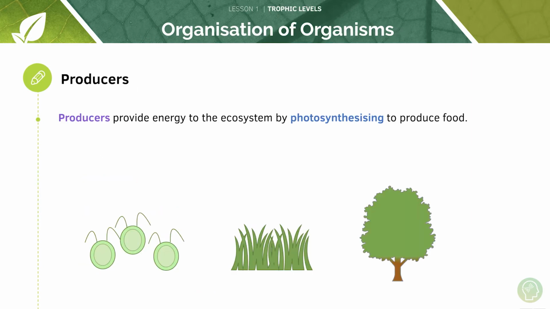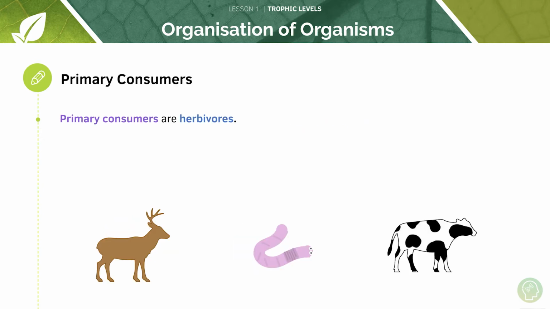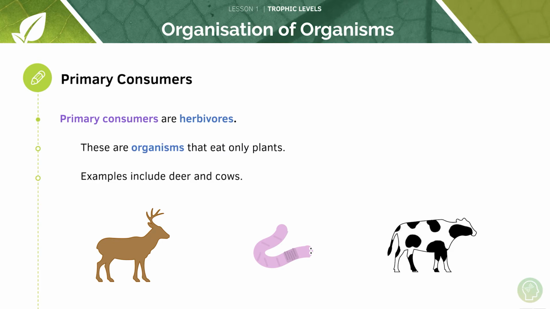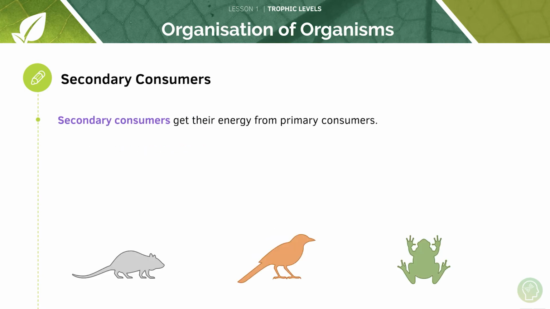Now, producers provide energy to the ecosystem by photosynthesizing to produce food. So producers might include algae and plants in general. Primary consumers are herbivores. A herbivore is something that feeds on the producer. So it's eating greens, it's eating plants, it's eating things that photosynthesize, as opposed to eating meat, which we would call a carnivore, as we'll see on the next few slides. So our primary consumers are herbivores. They only eat plants, and examples include deer and cows.